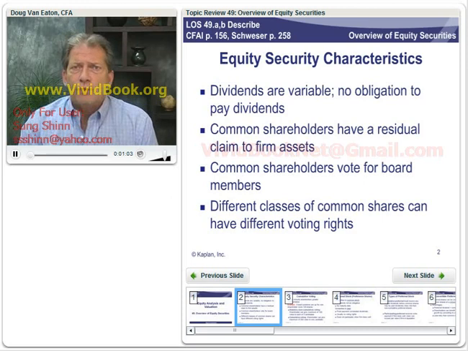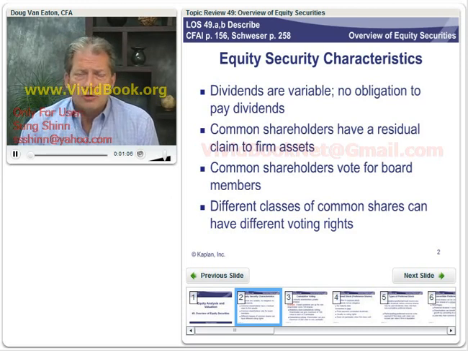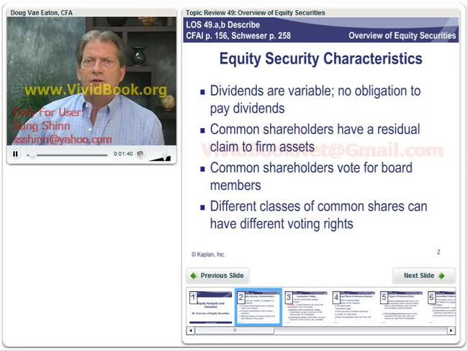Common shareholders vote for the board members that determine the policy and appoint the top management of the corporation. But sometimes there'll be different classes of common shares. Even though they may have the same economic claim to the firm, they might have different voting rights. Sometimes founding families over time issue themselves stock that has super voting rights, so that even though economically they may only own 20-25% of the corporation, by owning these super voting shares, they can still control the corporation effectively.